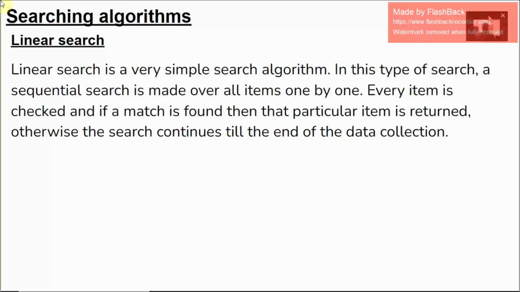So I'm finished with our sort algorithms. Then we move on to our searching algorithms. The first search we're going to use is linear search. It is a very simple algorithm. In this type of search, a sequential search is made over all items one by one. Every item is checked, and if a match is found, then that particular item is returned. Otherwise, the search continues till the end of the data collection. So it moves, checking, as it says here.